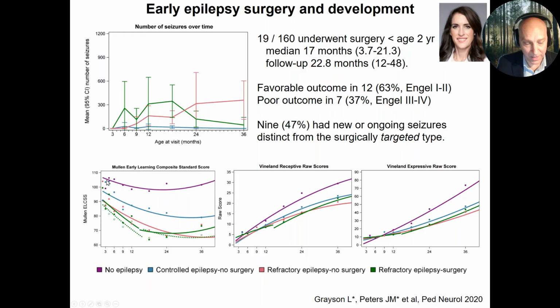For those without epilepsy in purple, they hover around 100, so normal. Those with epilepsy but with control, their developmental gap increases over time. Those with refractory epilepsy have a developmental gap compared to their peers that widens more quickly. But with epilepsy surgery here in green, this trajectory then bends back towards the normalized scores. And the same goes for these two language scores. You can see this green trajectory crossing the red line, which are the same or similar patients with refractory epilepsy that do not undergo surgery.